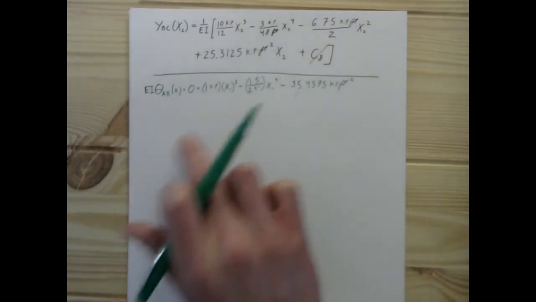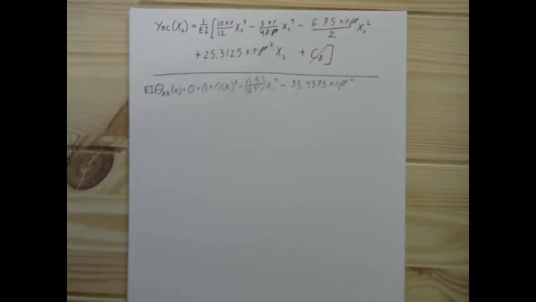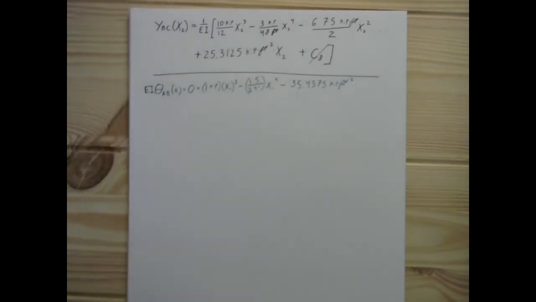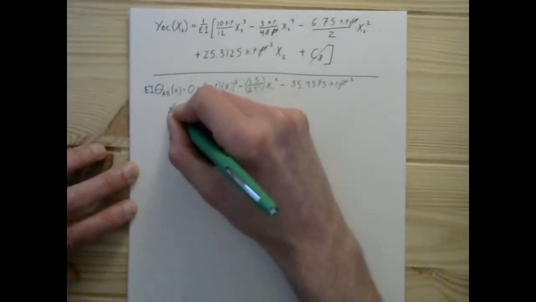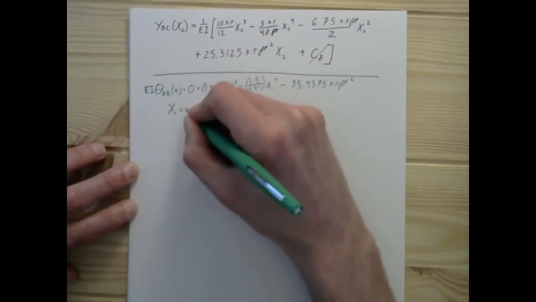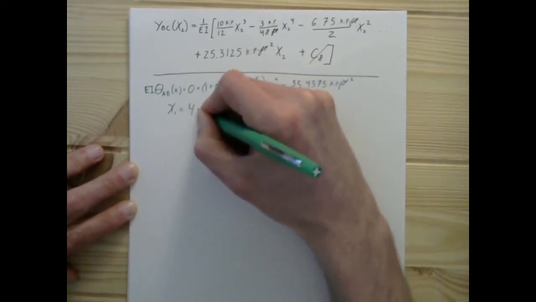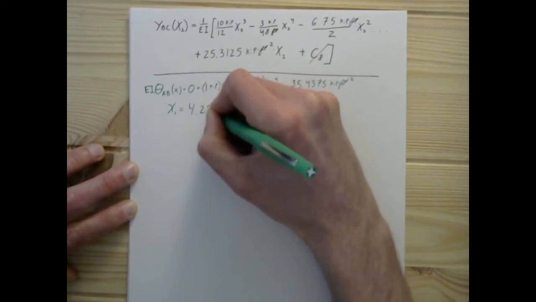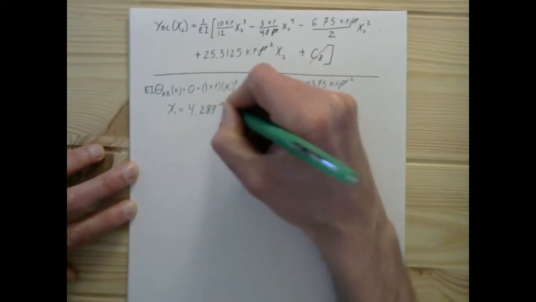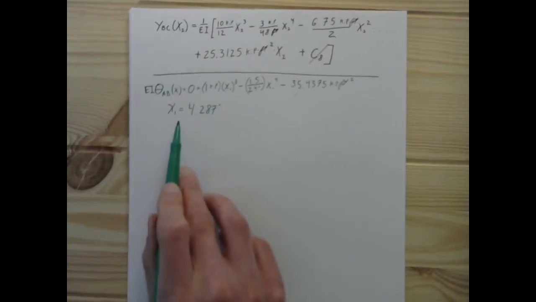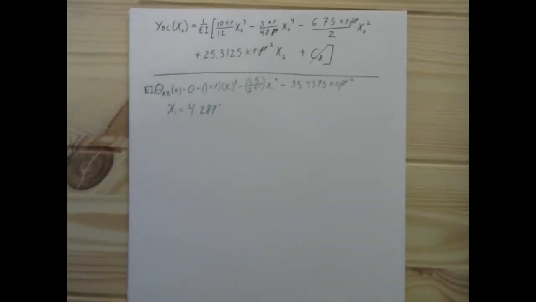We have to find the points where that equals 0, and that's going to happen at x1 equal to 4.3ish, 4.287 feet, which is within the bounds of x1. x1 goes from 0 to 9 feet, so that's going to be where our local minimum is.